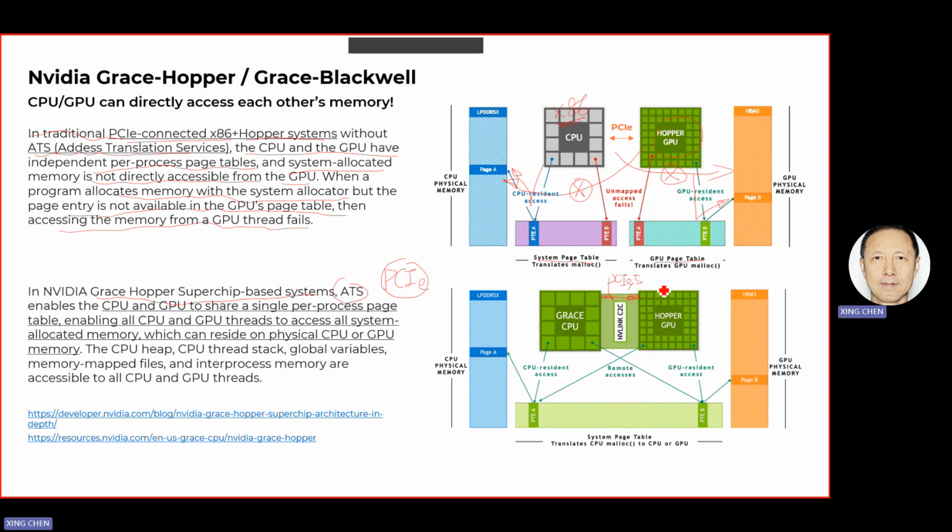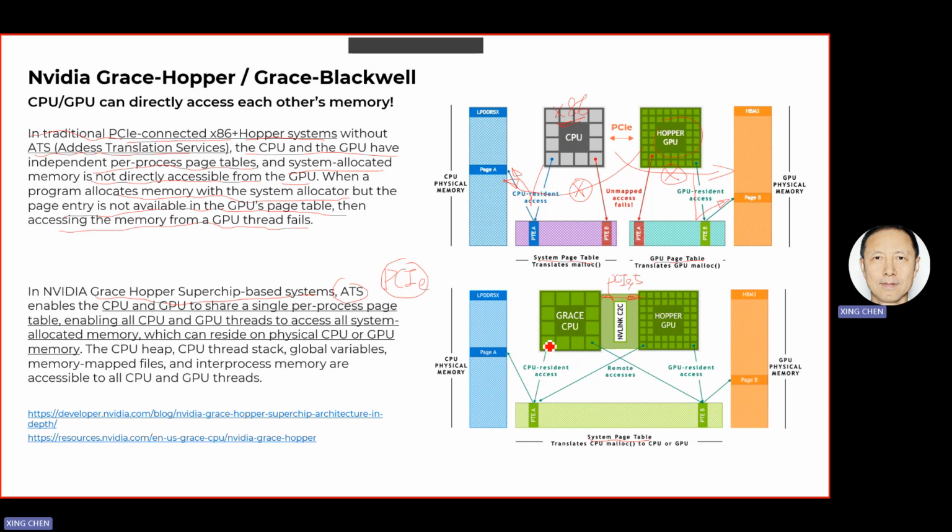And in the PCIe standard, the ATS is part of the PCIe standard. And for Grace Hopper, this standard has been extended. With this extended ATS service, the system page table has been unified. I mean, the CPU and GPU have the unified system page table. That means right now for CPU and GPU, both of them have access to the page table.